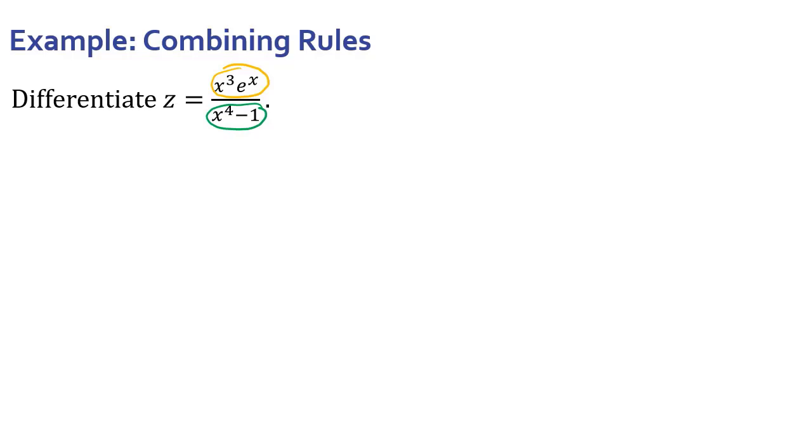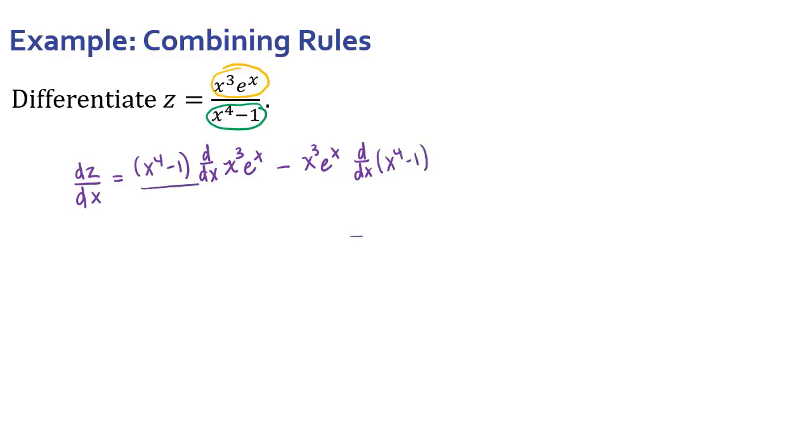So using that quotient rule, the derivative of the function z with respect to x, because x is our variable here. That's going to be the denominator, the bottom function, times the derivative of the top, minus the top times the derivative of the bottom, all over the bottom squared. Okay, so let's just work this through.